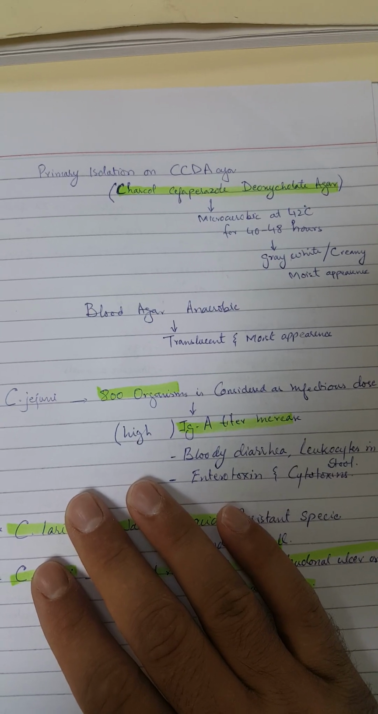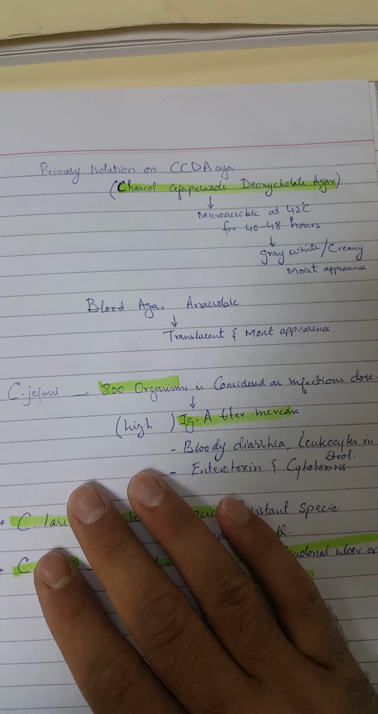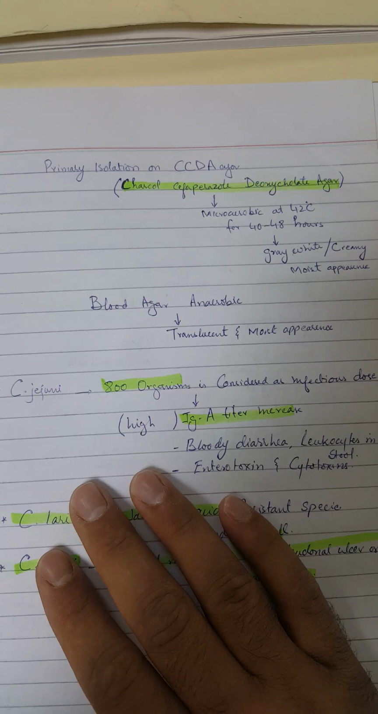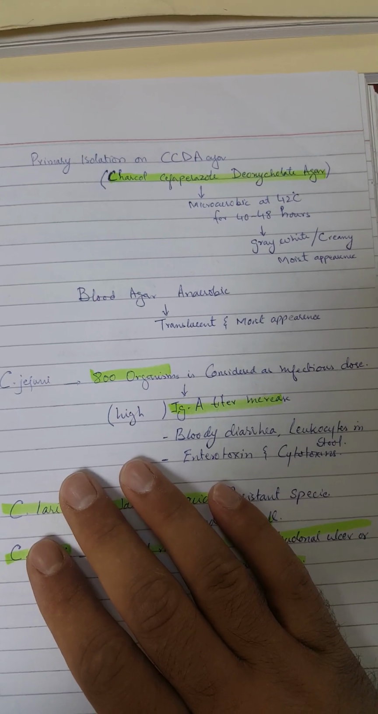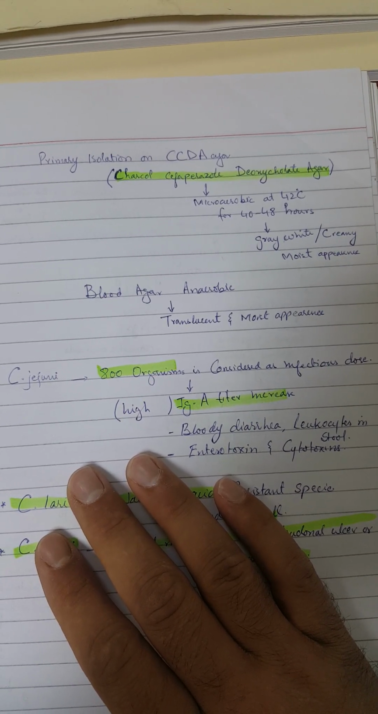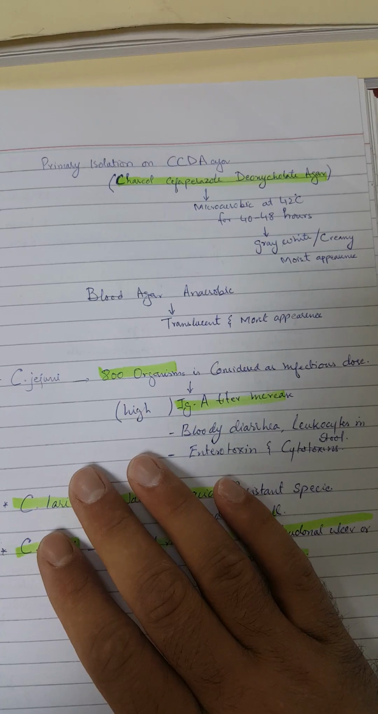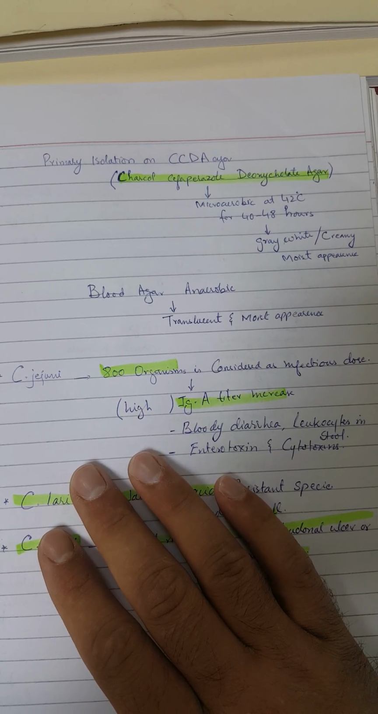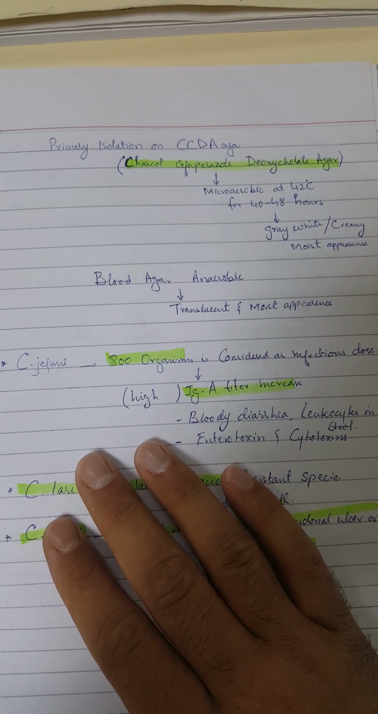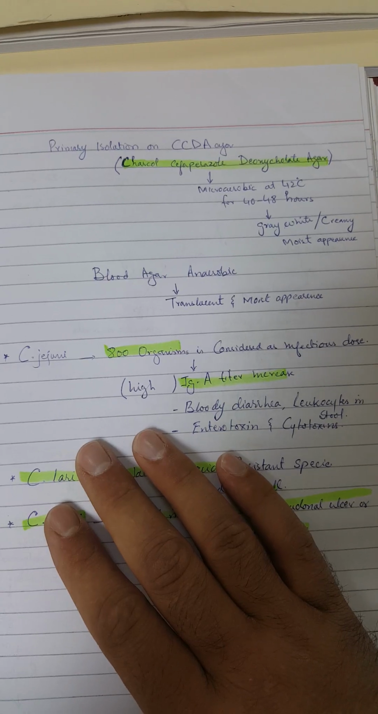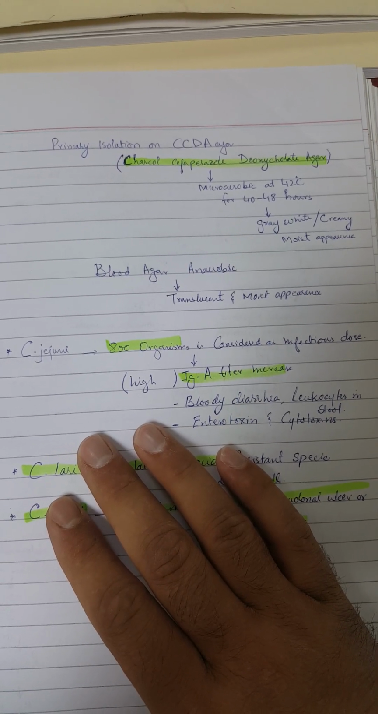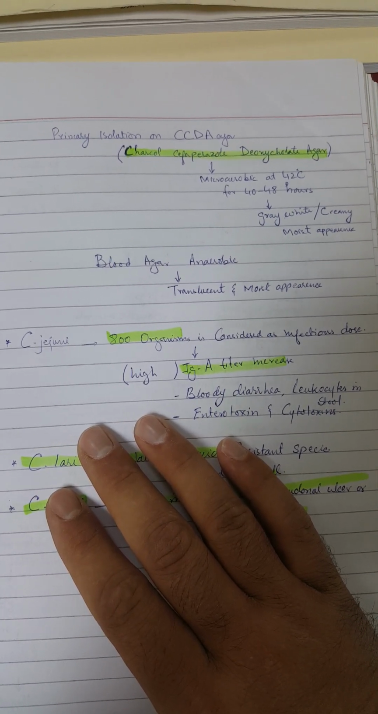The primary isolation media is CCDA agar, charcoal cefoperazone deoxycholate agar, incubated microaerophilically at 42 degrees centigrade for 40 to 48 hours. The colonies have a grey, white, creamy, moist appearance. On blood agar anaerobically, the colonies are translucent and moist.